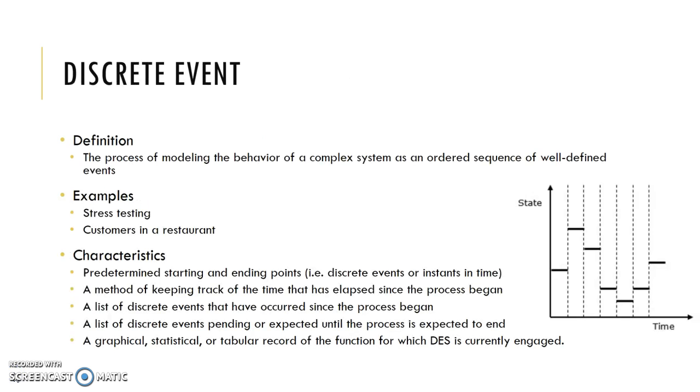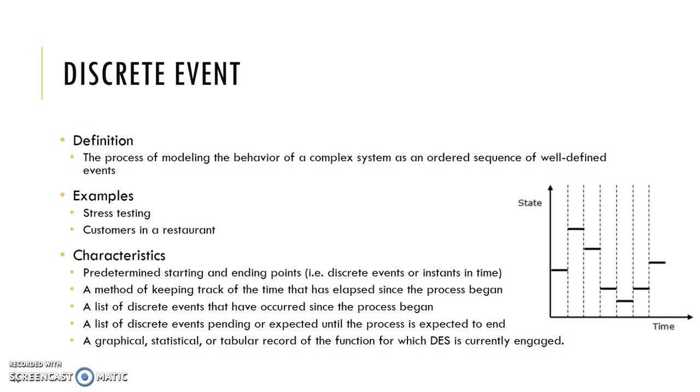So the definition for a discrete event is the process of modeling the behavior of a complex system as an ordered sequence of well-defined events. Some examples would be stress testing or customers in a restaurant. That can't be like a half number. It has to be a whole number because you can't just have like half of a person. You have to have a whole one.